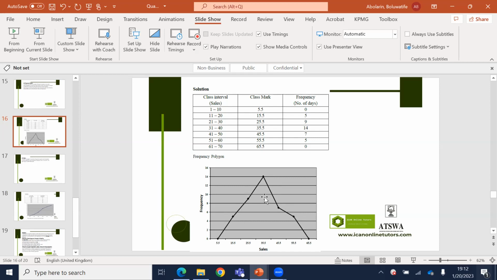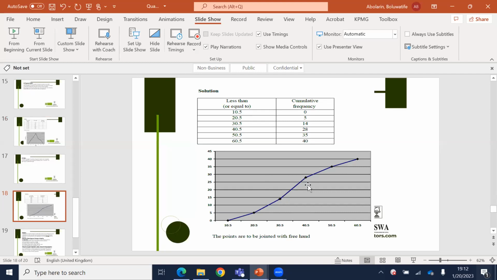You can use a ruler. It's not that it's a straight line. Don't say this is not a straight line. You just make sure that these points are joined together, so use a ruler to join one point to the other at a time. And you can use your hand. That's why they put it here that the points are to be joined with free hand. It's not a crime. The line is not meant to be perfectly straight. So that is it. Do you have any other question?